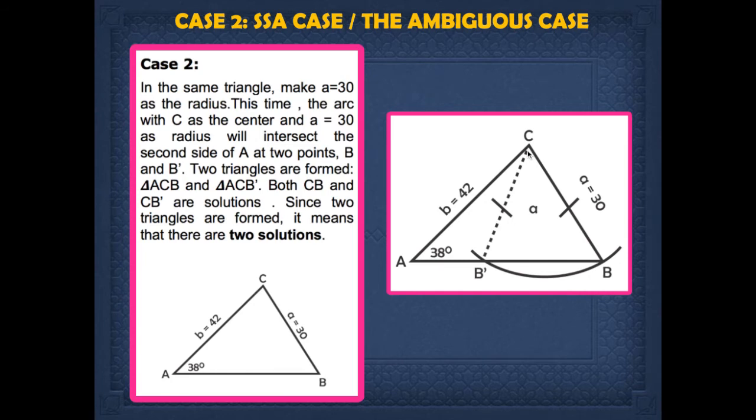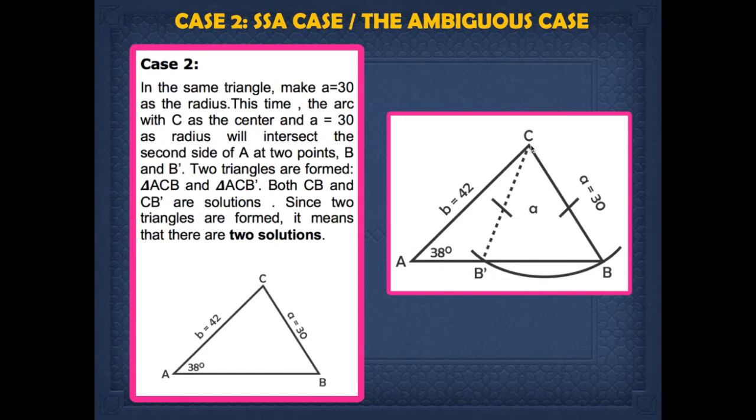Okay. Now, notice that the radius, let's call it CB and CB prime, will intersect this second side of A at 2 points. The second side of A is this one, AB. The first side of A is this AC. The second side of A is this AB.